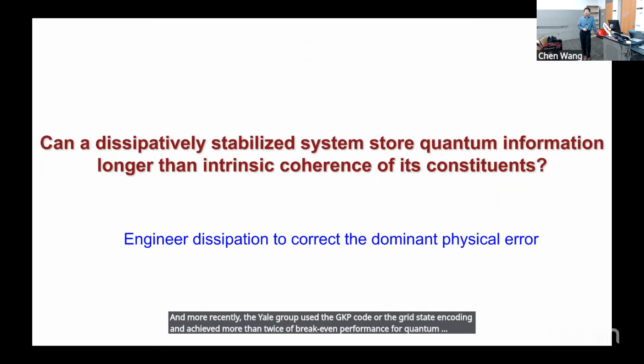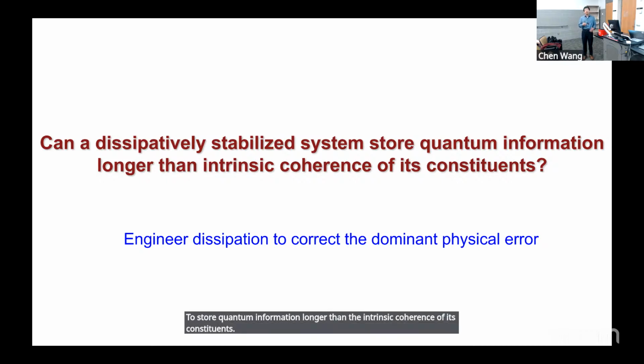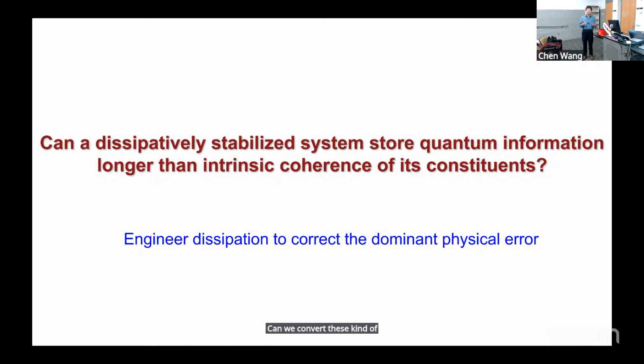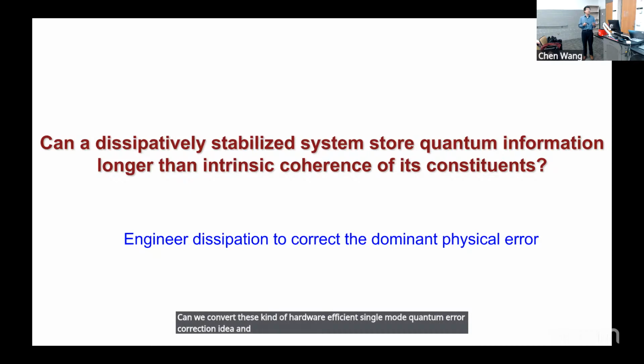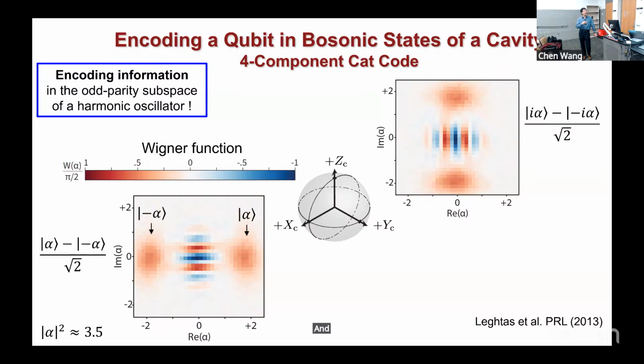So a question that you may ask is, can you engineer some dissipatively stabilized quantum system to store quantum information longer than the intrinsic coherence of its constituents? Can we convert this kind of hardware-efficient single-mode quantum error correction idea and combine that with dissipation engineering, so that we have a passively corrected quantum memory that is better than the bare cavity itself? And this is the experiment I'm going to mainly tell you about.